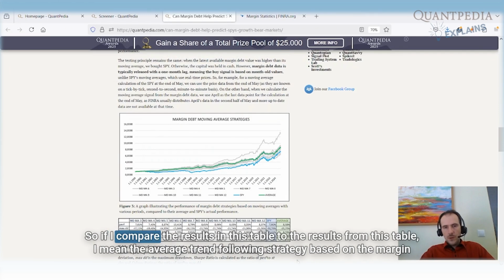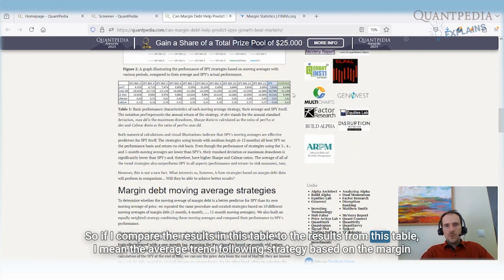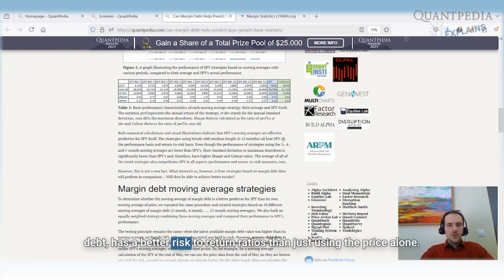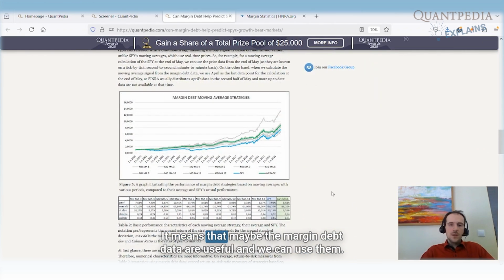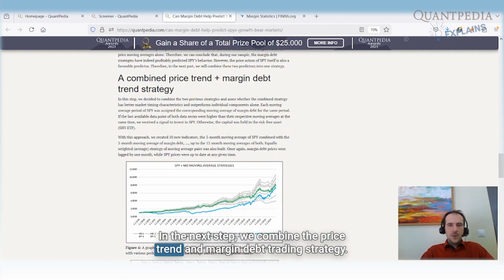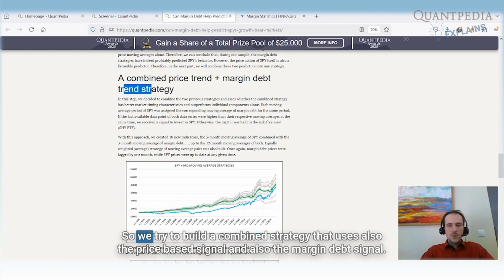So if I compare the results in this table to the results from this table, the average trend following strategy based on the margin debt has better risk to return ratios than just using the price alone. It means that maybe the margin debt data are useful and we can use them. In the next step, we combine the price trend and margin debt trading strategy. So we try to build a combined strategy that uses both the price-based signal and the margin debt signal.